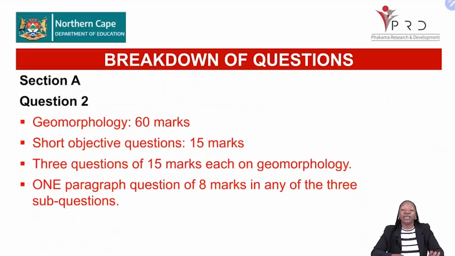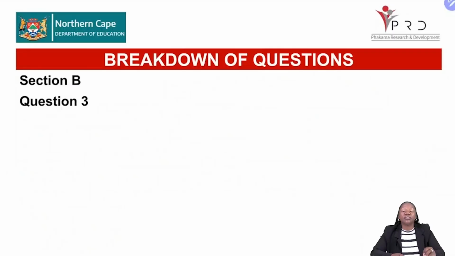Between those three figures, again, you will have one paragraph question. Your paragraph question, make sure that you have 4 responses for you to gain all the 8 marks. Then you move to your section B, which is your question 3.